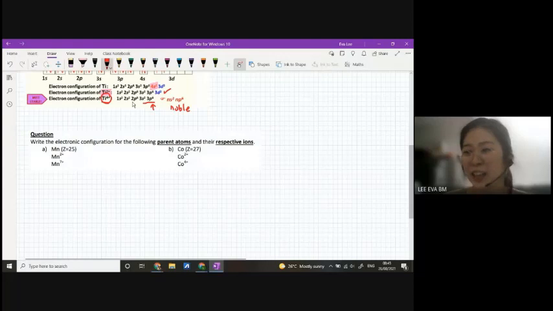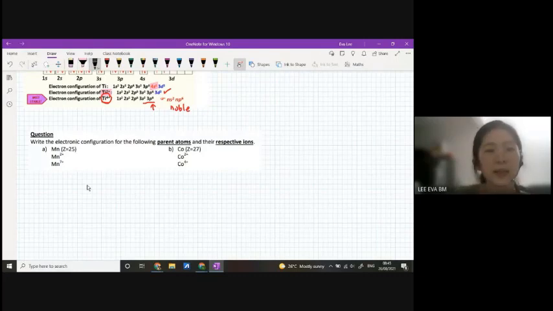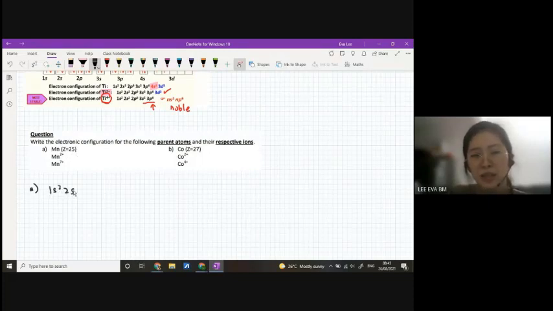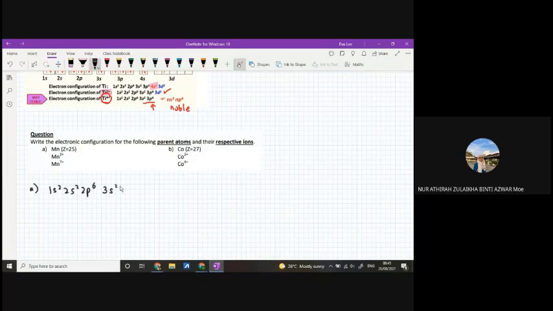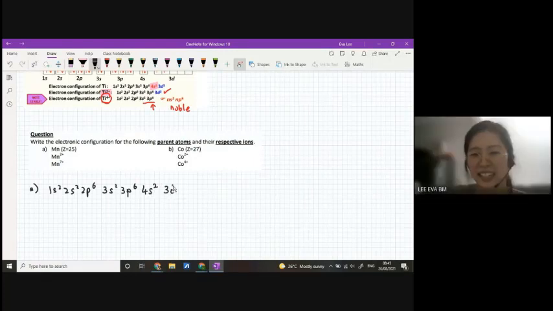Alright, so there are two more examples over here. We write together for the neutral one, and then I will need another two volunteers to write out the following examples. So let's try this one together. Okay, manganese, proton number 25: 1s2, 2s2, 2p6, and you follow. 3s2, 3p6, 4s2 and 3d5. So everyone, please check your electronic configuration for this manganese: 1s2, 2s2, 2p6, 3s2, 3p6, and 4s2, 3d5. Follow Aufbau, 4s first before 3d. So all together we have 25.